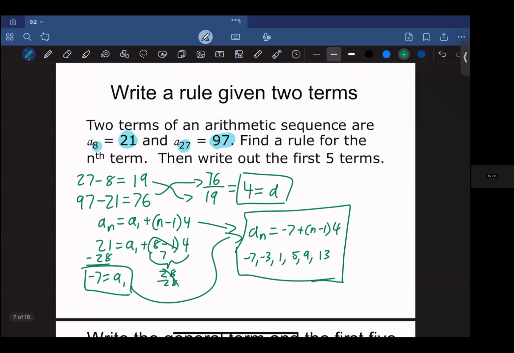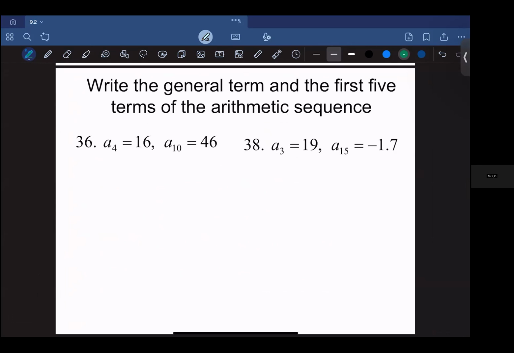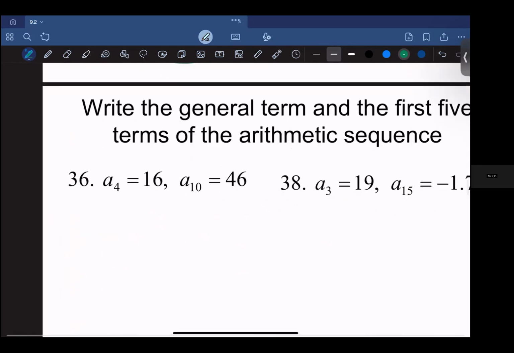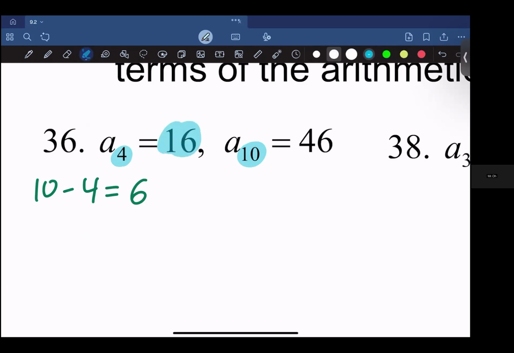All right, so why don't we move on to the next guided practice? Go ahead and pause. You can try this on your own if you want, but let's quickly get this done. We have a of 4 equals 16 and a of 10 equals 46. Like we did earlier, I'm going to take my n's and subtract them. Next, I can take my, I guess we called them products last time, right? 46 minus 16 is equal to 30.